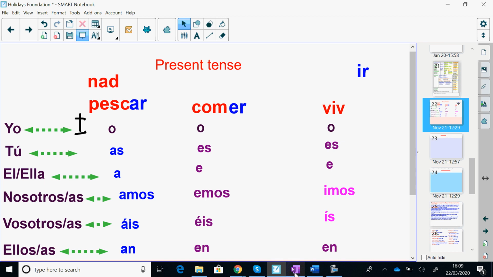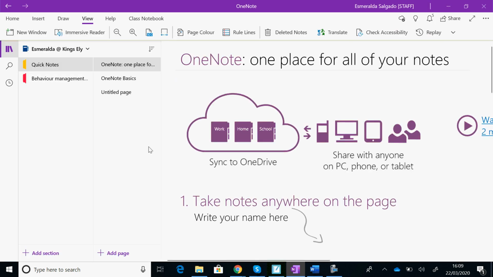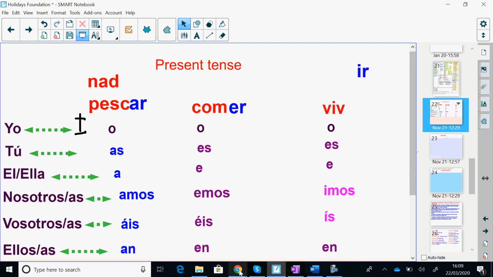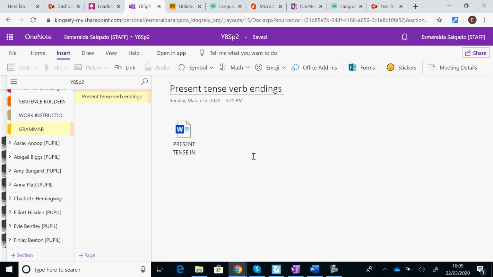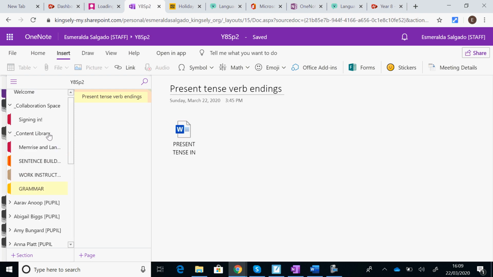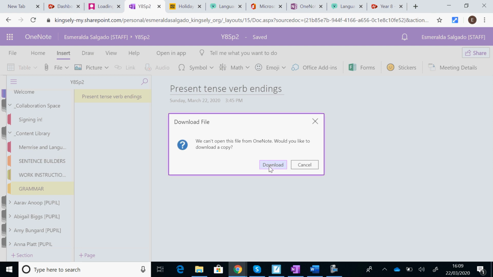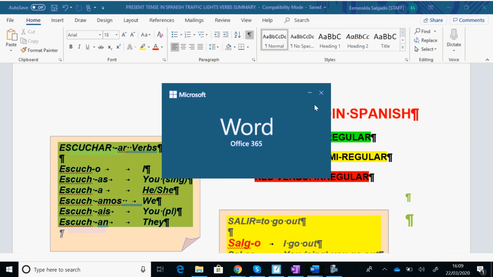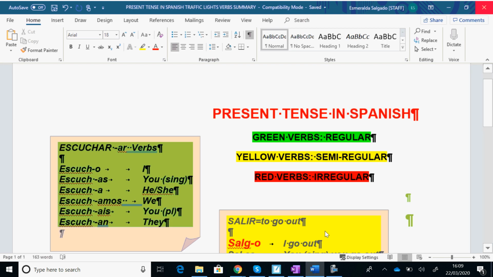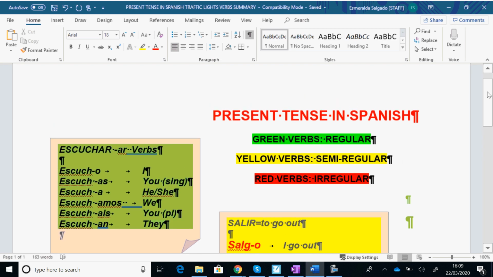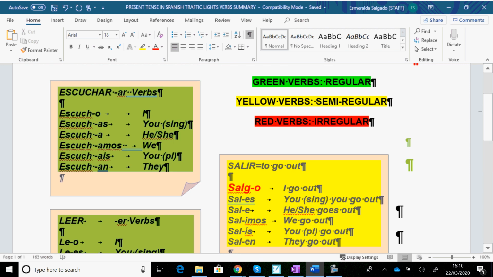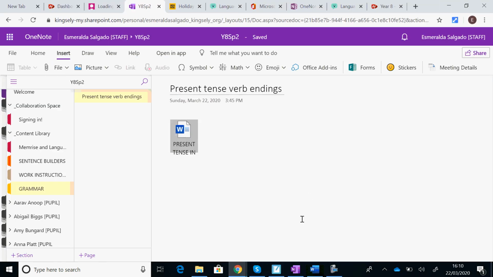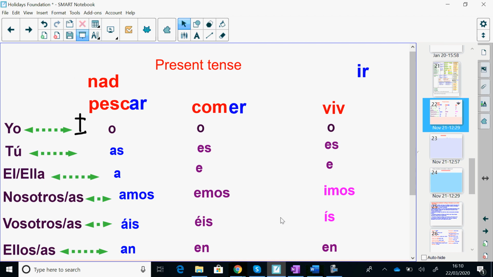If you go back again to your OneNote area, not this one, sorry. Okay, you go to your OneNote area. There we are. Go to the grammar section in here. Remember that the grammar section is in the content library. You click on it and you can download that one. It will look like this. This is basically what you have done with AR, ER, and IR, so you can have that in your area. We've done the green verbs, basically the ones that are regular. So that's what is in there for you. Now we're going to do a little bit of an activity.